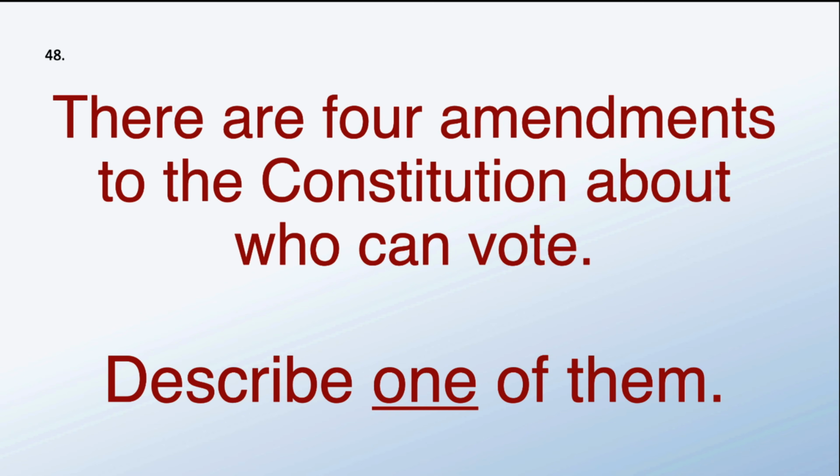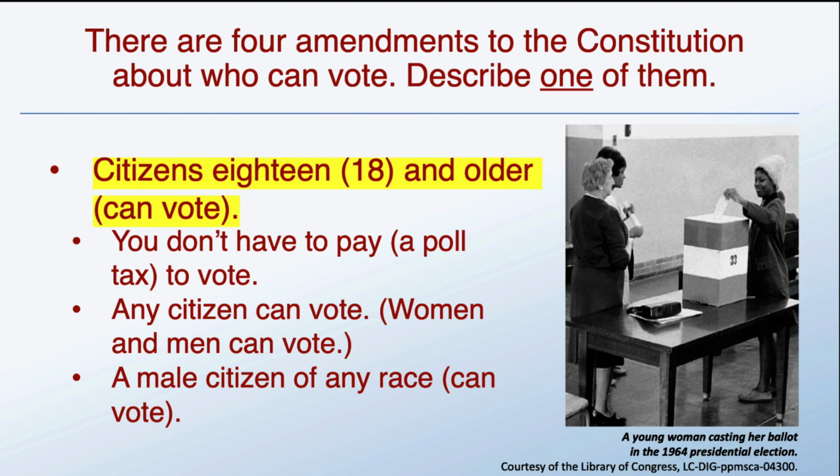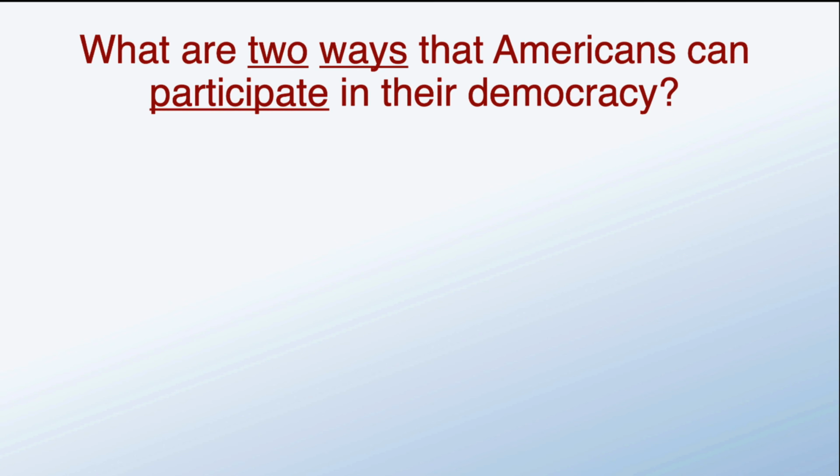There are 4 amendments to the Constitution about who can vote. Describe one of them. Citizens 18 and older can vote. What are 2 ways that Americans can participate in their democracy?